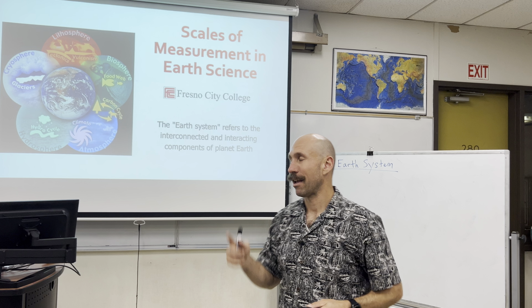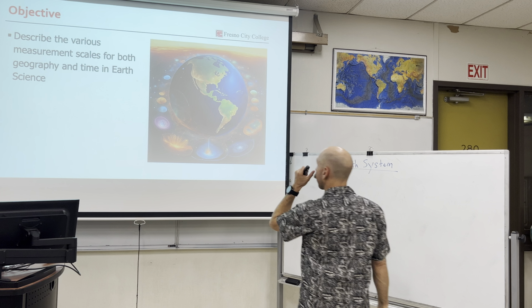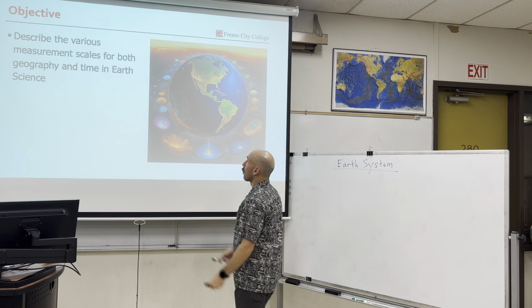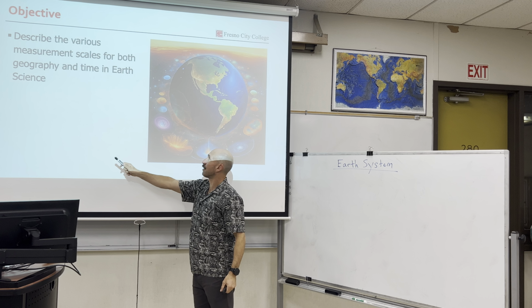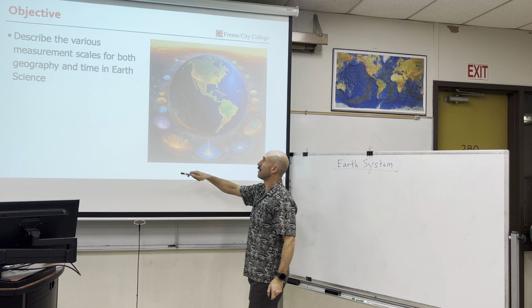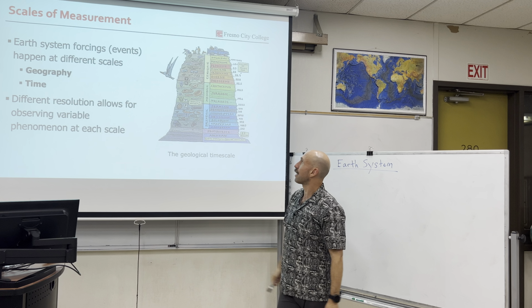We're talking about the Earth as a system, a set of interacting parts forming a whole, and interactions that occur within Earth's spheres, the hydrosphere, biosphere, atmosphere, lithosphere, cryosphere, and exosphere, and how we measure them. The purpose of this lecture is to describe the various scales of measurement through time and space in Earth systems science. So, scales of measurement.